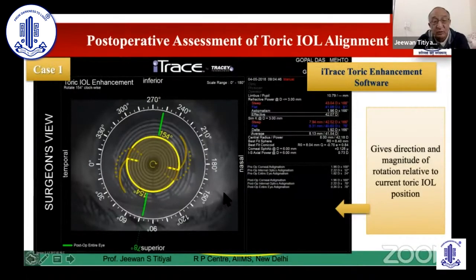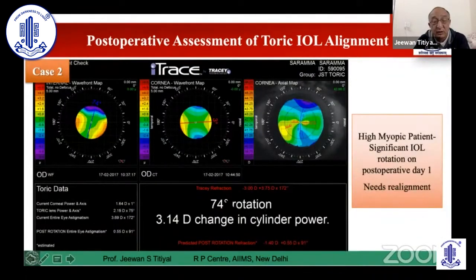Like this patient would require a rotation of 74 degrees, which will improve the cylinder effectively to 3.14 diopter. So these type of things don't happen. This is a rare case which can happen with a rotation, a high myopic patient with a large bag. So these cases you have to reassess, then subsequently rotate.